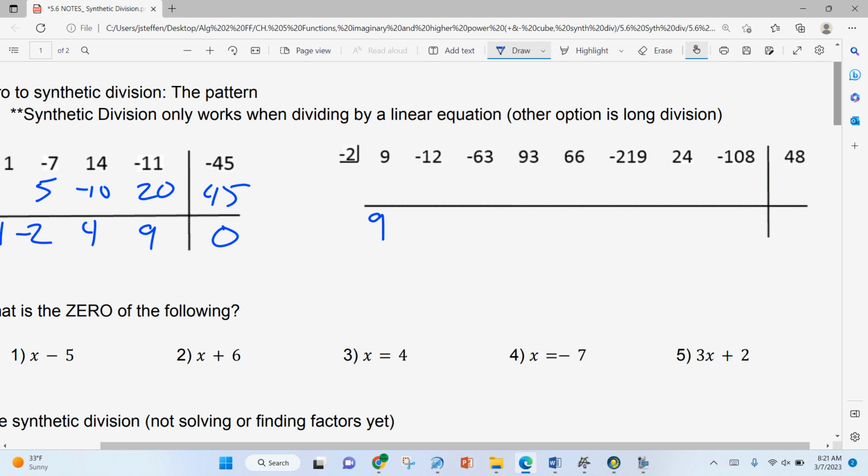Then now you start your process. -2 times 9 is -18. 9 plus -18 is -9... -30. -2 times -30 is +60. Again, be careful with your positives and negatives here. -3 plus 60 is -3... -2 times -3 is +6.